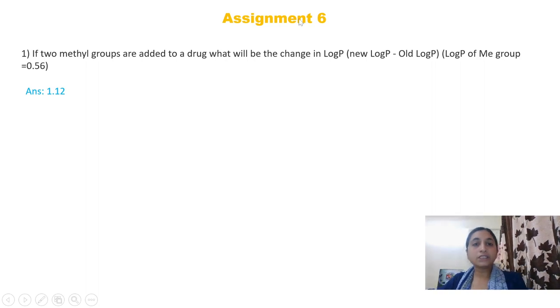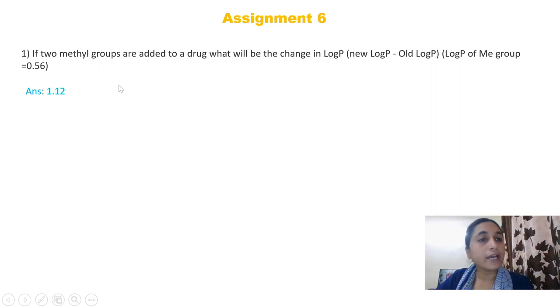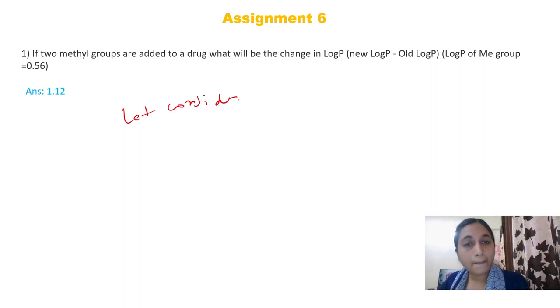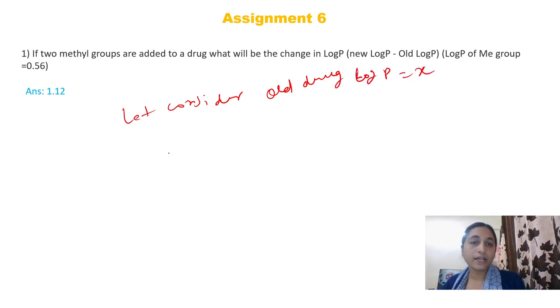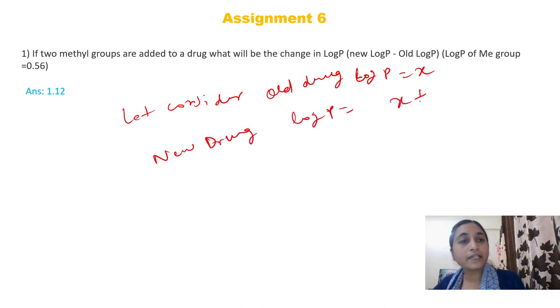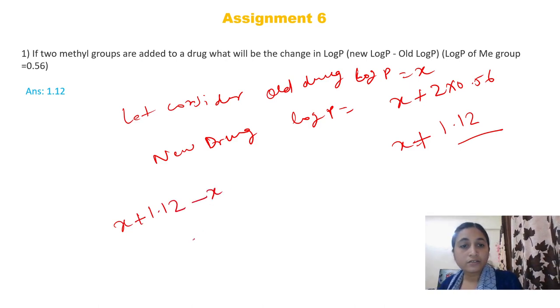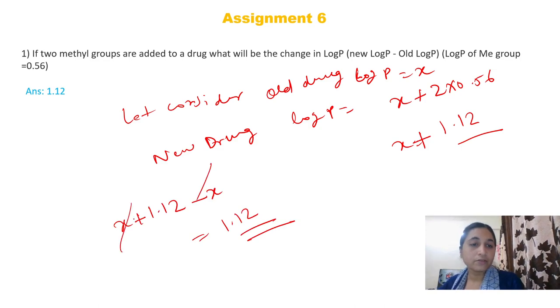Now come to assignment 6. In assignment 6, question 1, if 2 methyl groups are added to a drug, what will be the change in log P? Like new log P minus old log P. The log P of a methyl group is given here as 0.56. So what we will do, let's consider the old drug log P is X, so the new drug log P will be equal to X plus 2 into 0.56, which is X plus 1.12. So we take X plus 1.12 minus X, and this will be equal to 1.12. The X will cancel out.